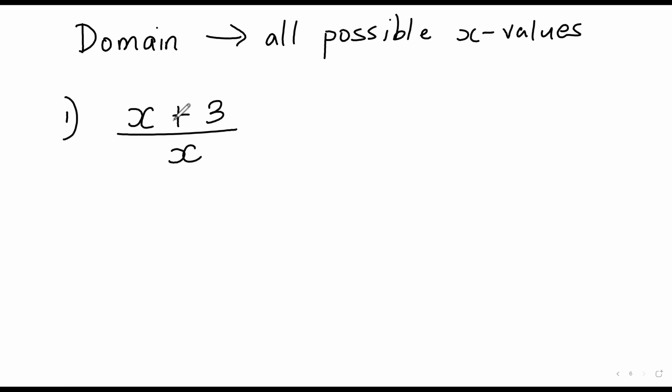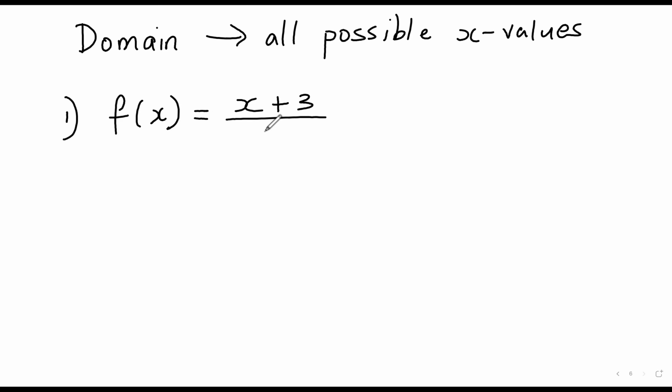Anybody knows what the restriction on the domain of this function would be? Sorry, I need to write it over. f of x is equal to x plus 3 over x. So in this function, x belongs to all the real numbers except one value. Can anybody tell me what value of x cannot be substituted into this function?